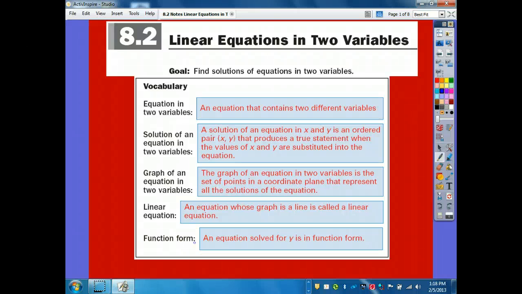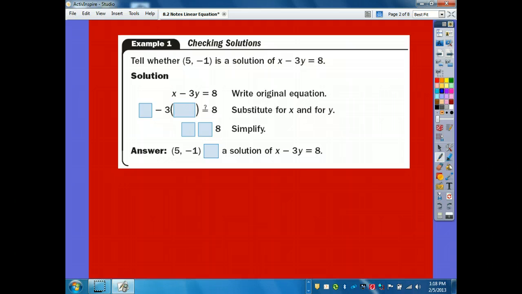All right, second half of 8.2, linear equations in two variables. You already have your vocabulary written. Now let's just quick review for when you see these on the test or the quiz on Friday. When we have this ordered pair, what order do they come in? X, Y, or Y, X? X, Y. So we have X, Y.